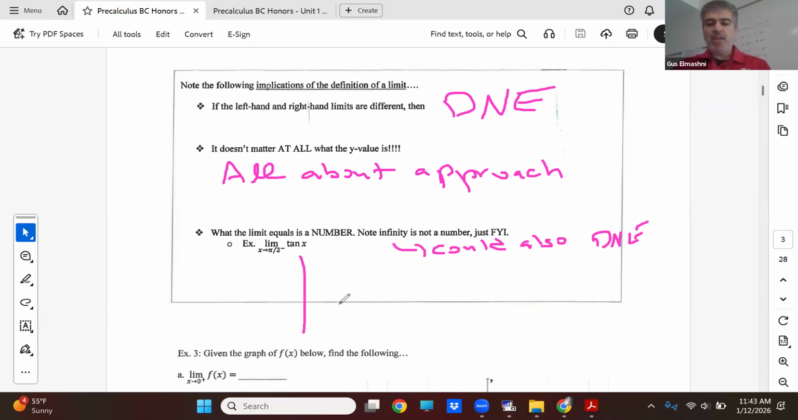And you guys know tangent, right? Tangent had these asymptotes here. The graph looks like this. We know this. So what's that limit going to be? Positive infinity, or if you say it does not exist, you'd be right. You'd not be wrong. You can say that does not exist.